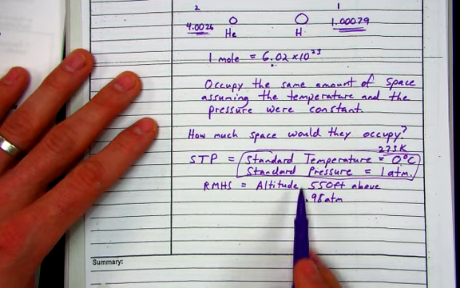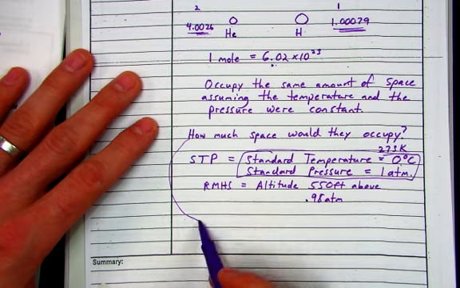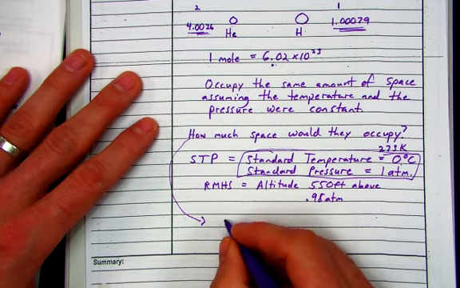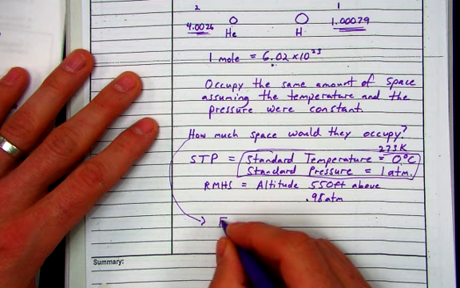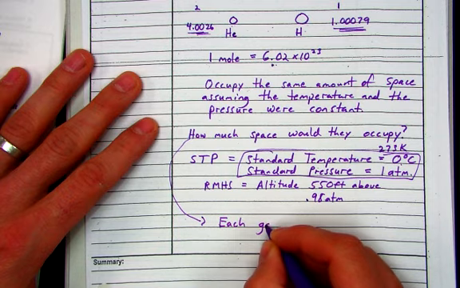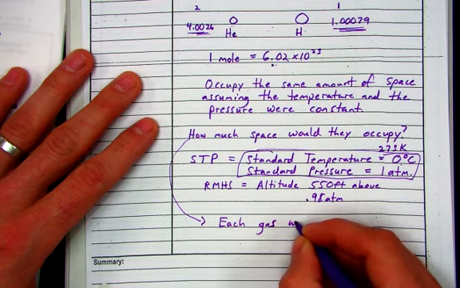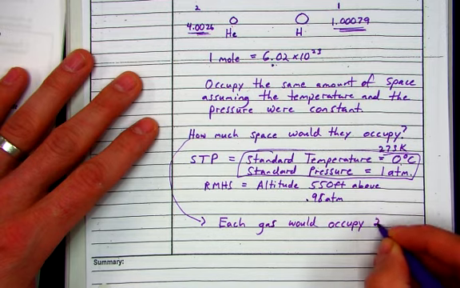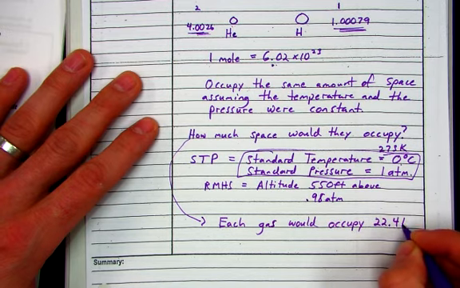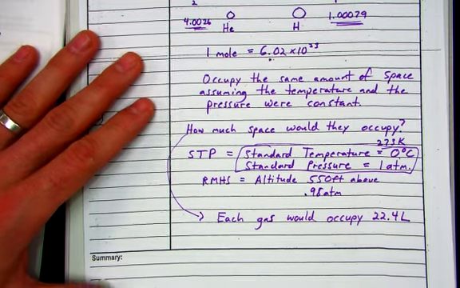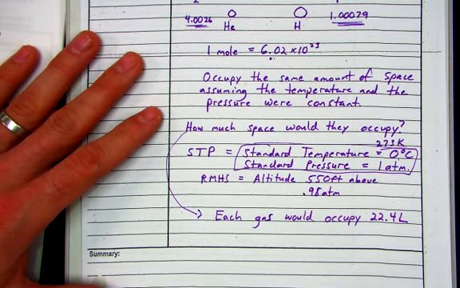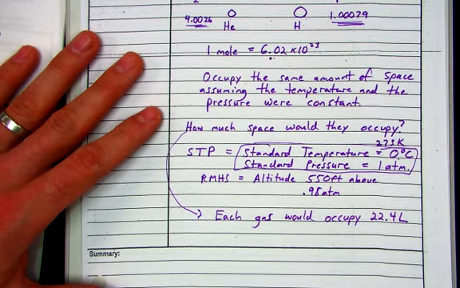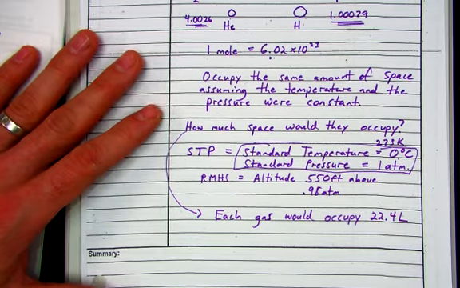Now, what does that mean? Getting back to our question, how much space would they occupy? Each gas would occupy 22.4 liters. And in fact, if you look up front, there's a black box that's in front of the computer, and you'll notice the label on that box is 22.4 liters, so that you can get a reference as to how big that is.